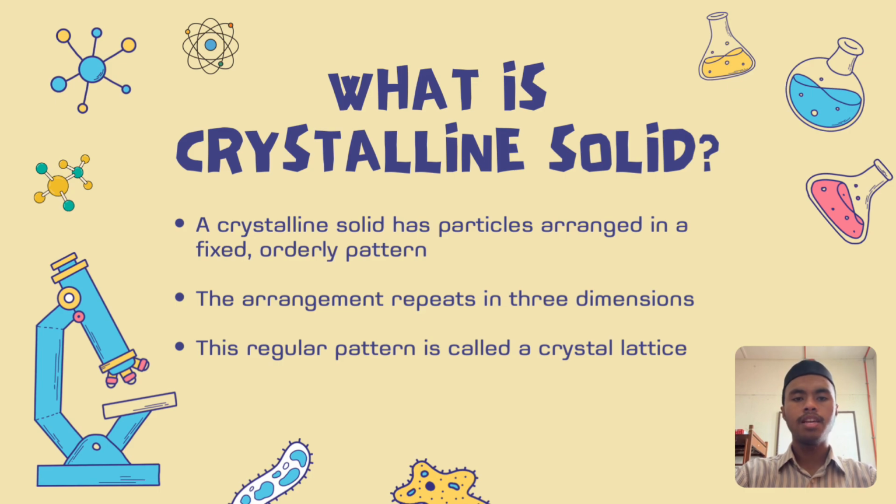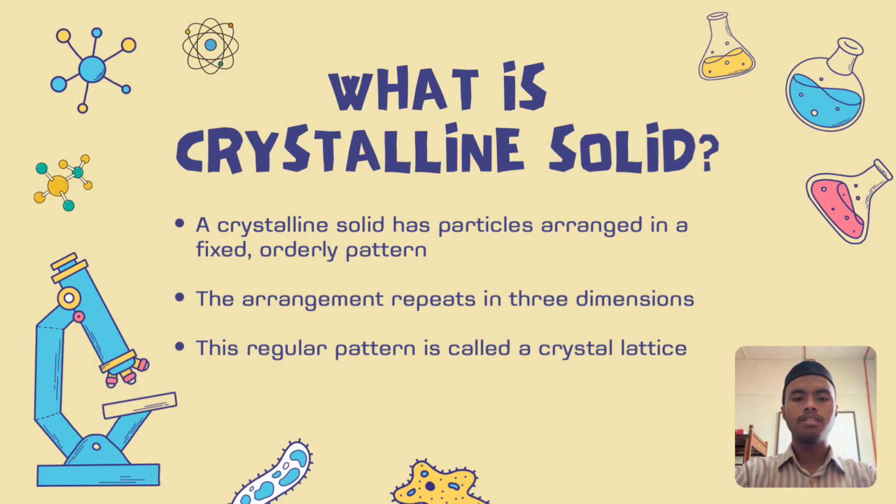What is crystalline solid? A crystalline solid is a type of solid where the particles, such as atoms, ions, or molecules, are arranged in a fixed and orderly pattern. This means the particles are not randomly arranged, but follow a specific structure. One important characteristic of crystalline solids is that this arrangement repeats continuously in 3 dimensions. In other words, the same pattern extends throughout the entire solid, whether it is viewed from the top, side, or inside the material. This regular and repeating arrangement of particles is known as a crystal lattice.